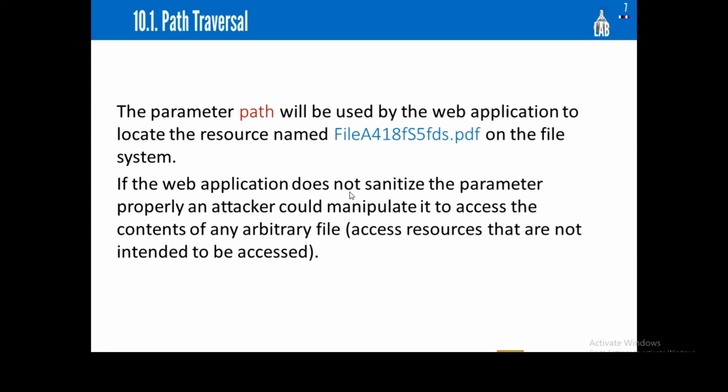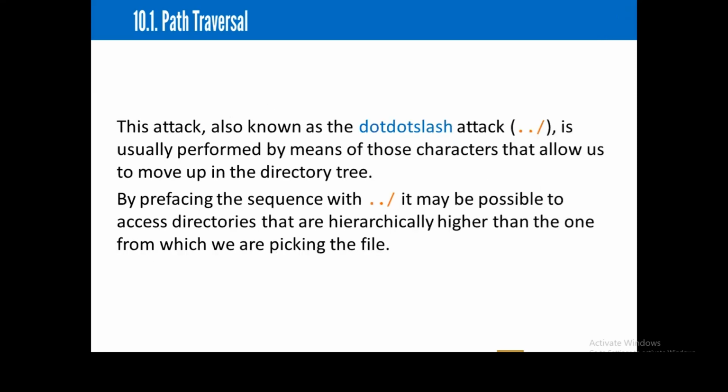If the web application does not sanitize this parameter properly, an attacker could manipulate it to access the content of any arbitrary file, apart from the file that you want your user to be able to access. An attacker can pick any arbitrary or very sensitive file on your file system. Another way is the ../ attack, usually performed by means of characters that allow us to move up in the hierarchical tree. By prefacing this sequence with ../, it's possible to access files hierarchically higher than the one from which you are picking the file.